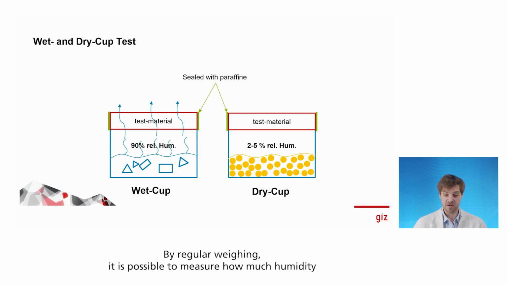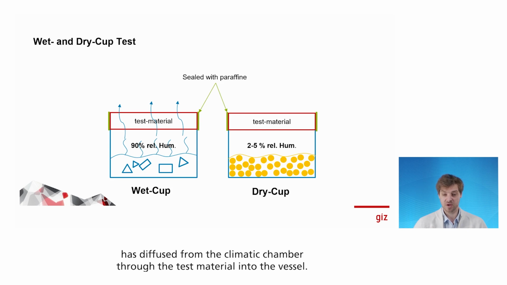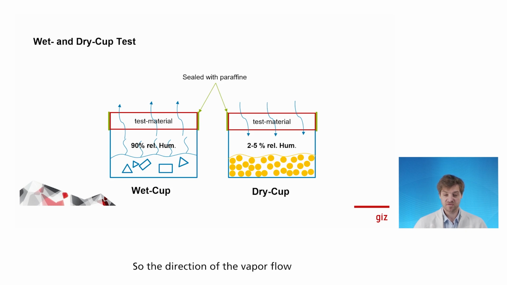By regular weighing, it is possible to measure how much humidity has diffused from the climate chamber through the test material into the vessel. So the direction of the vapor flow is from the inside to the outside for the wet cup test, and from the outside to the inside for the dry cup test. By combining both with some calculation, the water vapor diffusion resistance coefficient can be calculated, which in the end will become one number. For concrete, for example, this coefficient is 180.